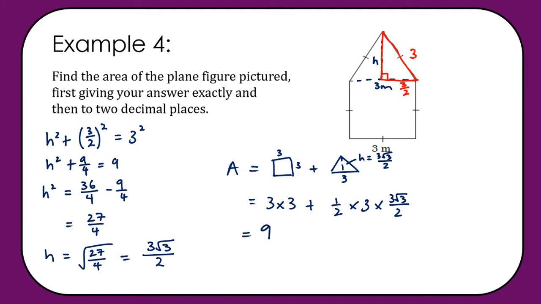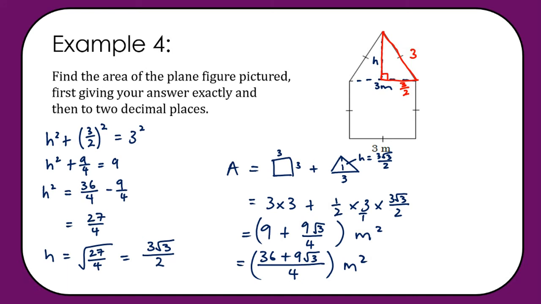So 9 plus, now that's 3 over 1, so we've got 9 root 3 over 4, multiplying together those 3 fractions. And there's our exact answer. So the area here is 9 plus 9 root 3 over 4 metres squared. Now we could write that with a common denominator if we wanted, so we could have that as 36 plus 9 root 3 all over 4 metres squared, no problem. They're exactly the same thing.